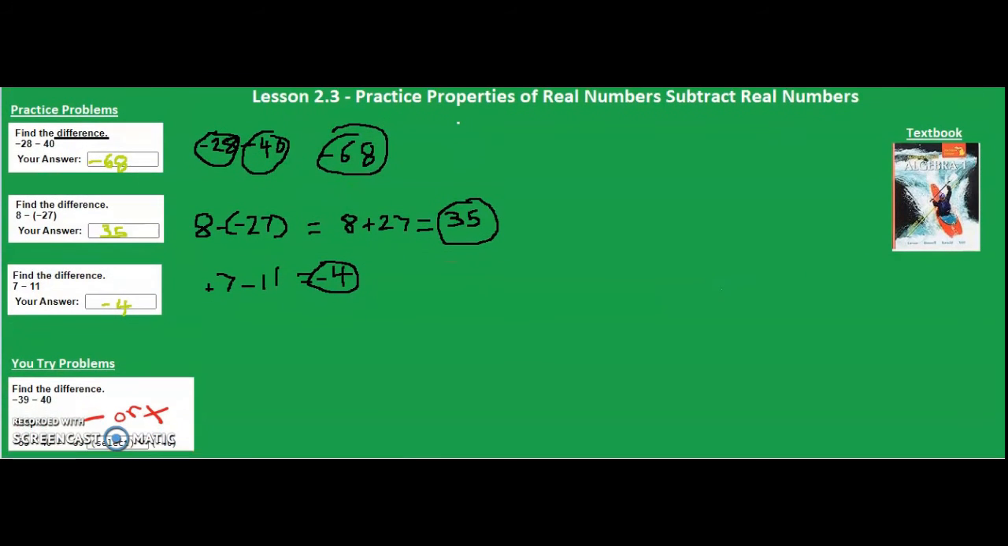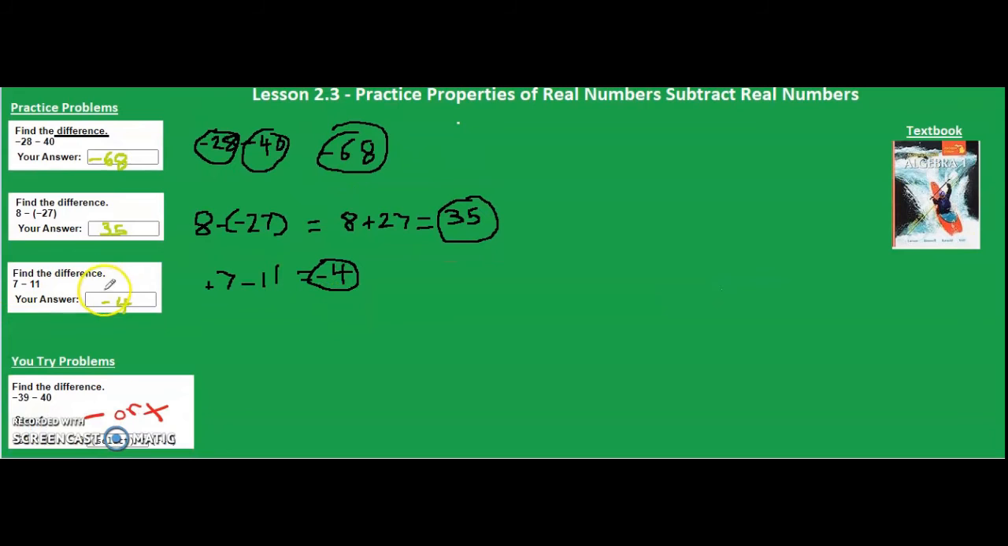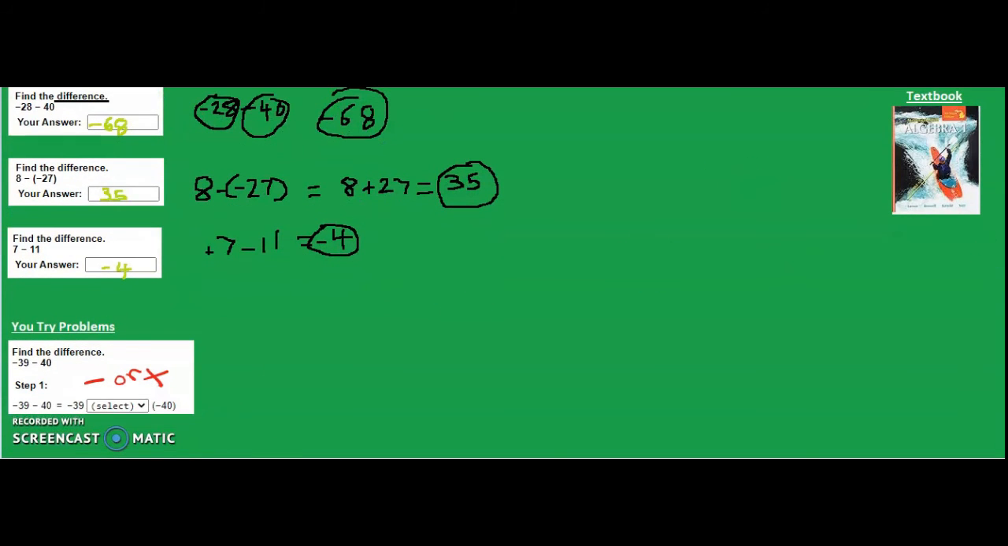Now that you have a good understanding of how to find the difference with real numbers, subtracting real numbers, go ahead and do this You Try problem. Pause the video and solve it. I can read it out for you. It says, find the difference, negative 39 minus 40. You don't have to do that part, they already do it for you.